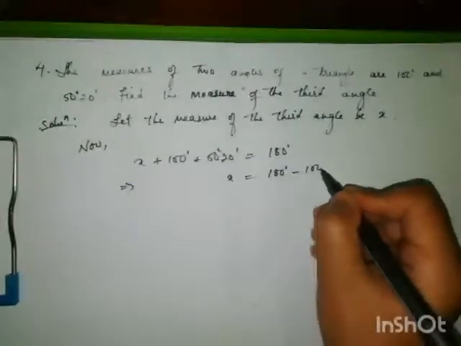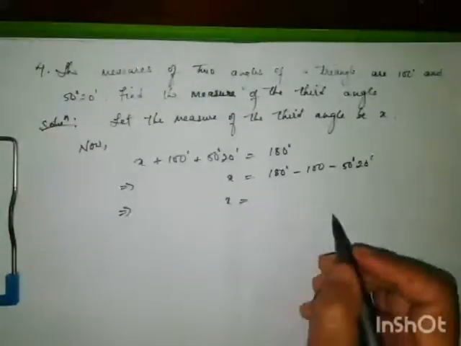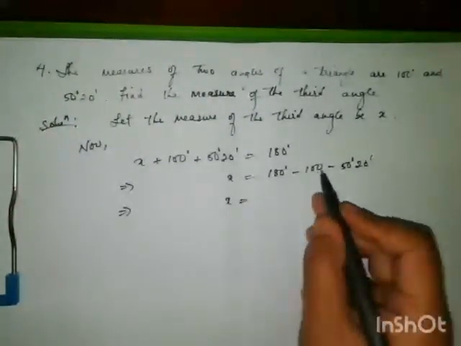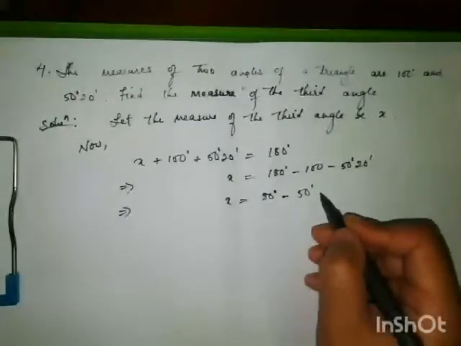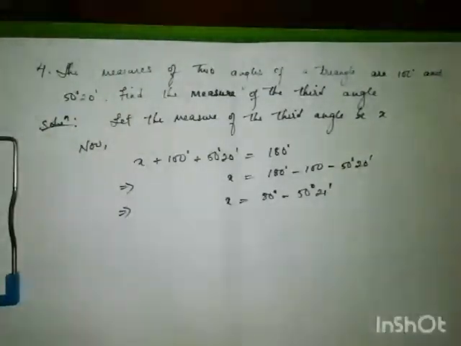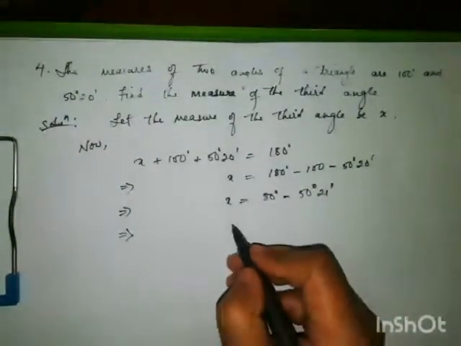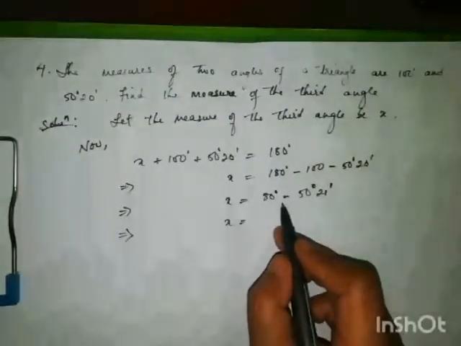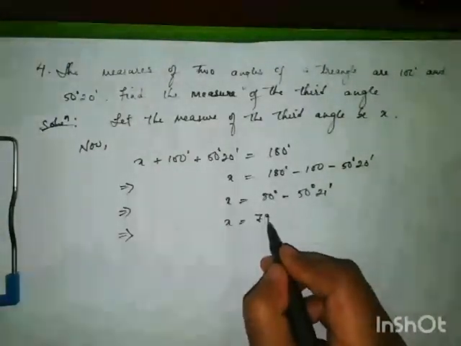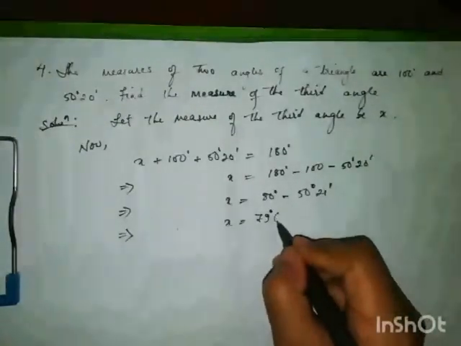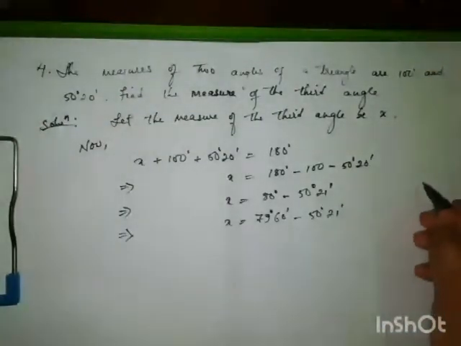180 degrees minus 100 minus 50 degrees 20 minutes, which implies x equal to 180 minus 100, subtracting we have 80 degrees, okay? 80 degrees minus 50 degrees 21 minutes. We need to convert minutes, so borrowing 1 from 80 makes it 79 degrees 60 minutes, minus 50 degrees 21 minutes. Let me do this subtraction as rough work.